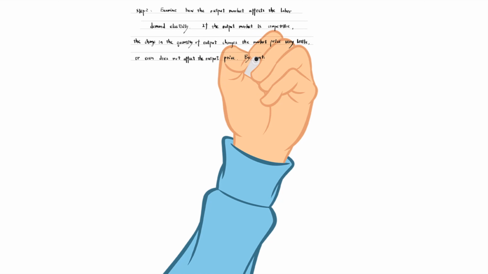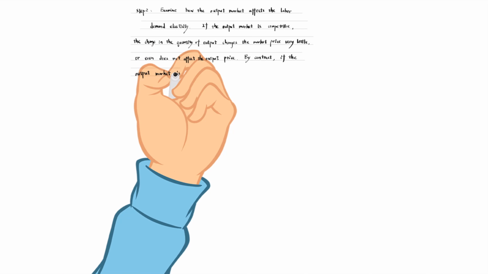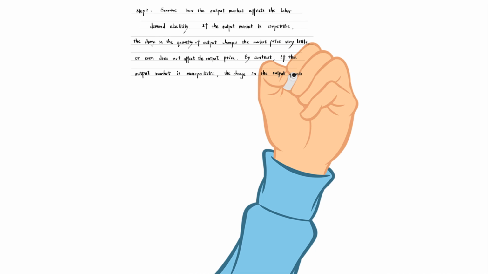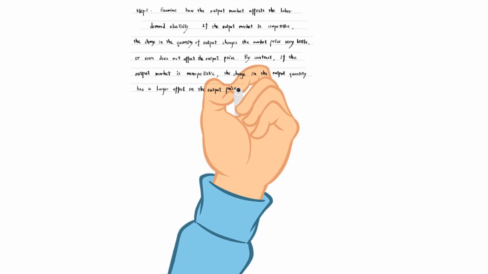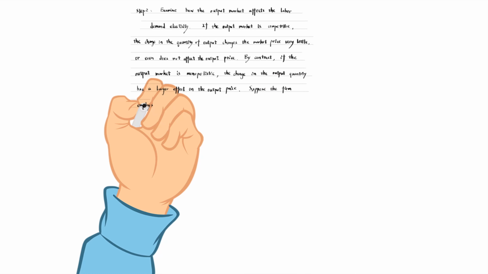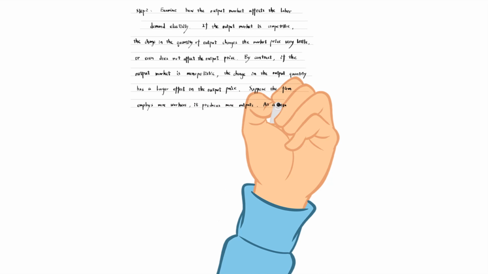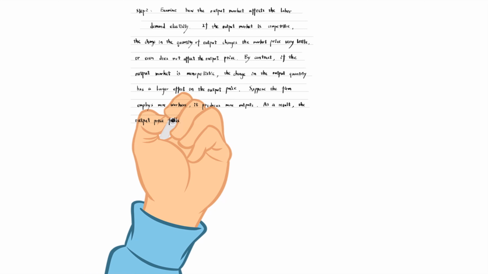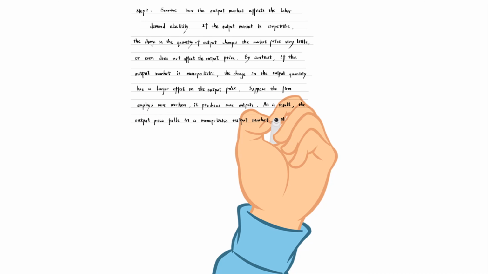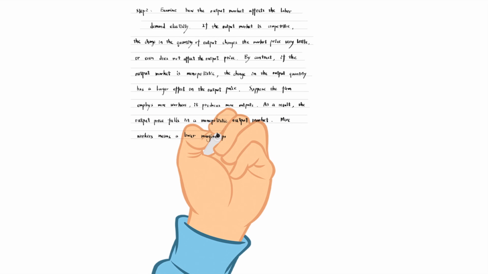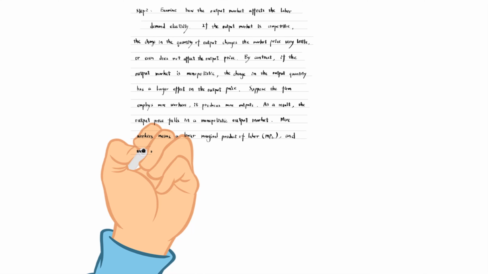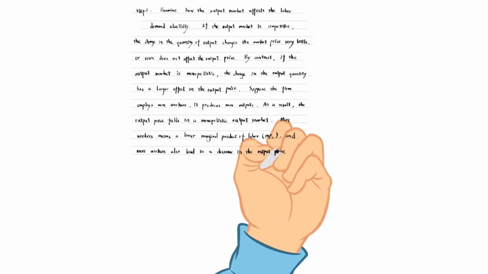By contrast, if the output market is monopolistic, the change in the output quantity has a larger effect on the output price. Suppose the firm employs more workers. It has 2 effects in a monopolistic output market. On the one hand, it produces more outputs. The output price falls in a monopolistic output market. On the other hand, more workers means a lower marginal product of labor. These 2 effects reinforce each other.